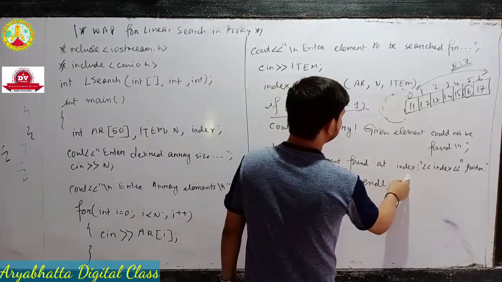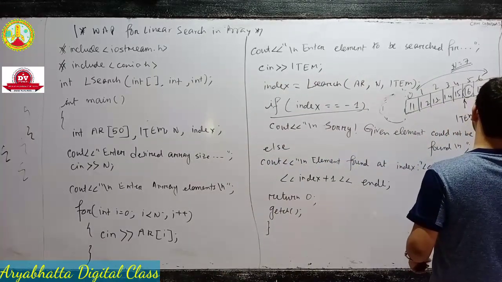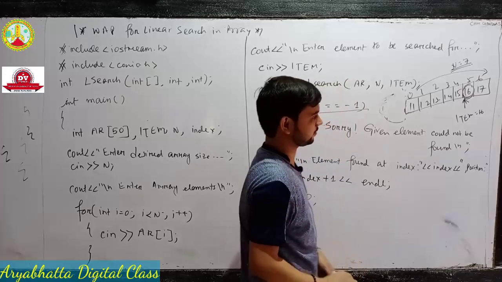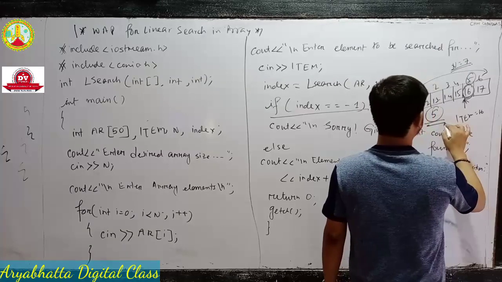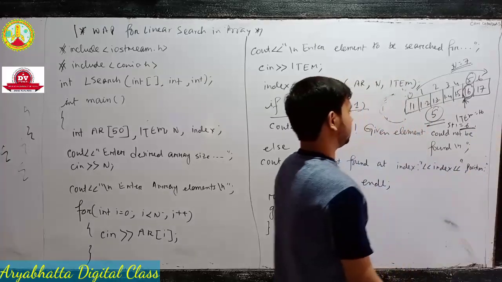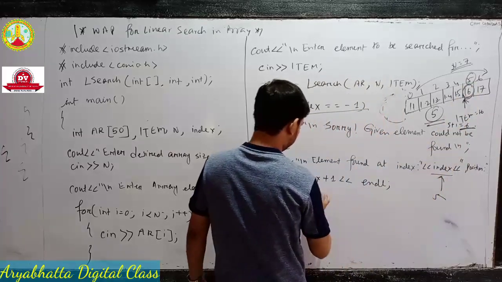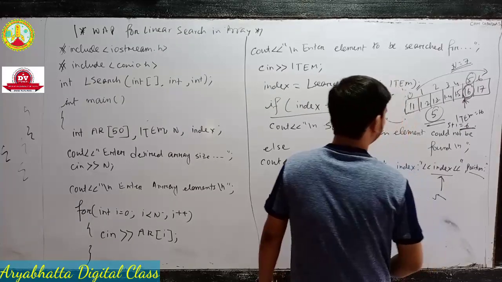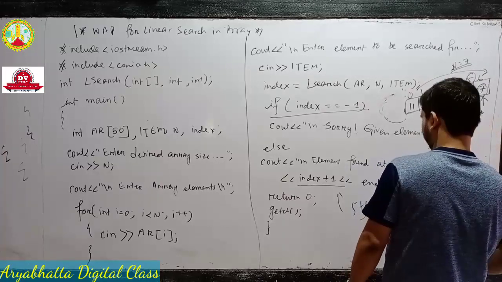Otherwise, element found at index. Suppose this is the search item, item is equal to 16. Since 16 is already in this array, your index is 5 and position is 1, 2, 3, 4, 5, 6. Position is index plus 1, so 5 plus 1 is 6. Or suppose for another element your index is 6 and position is 7.